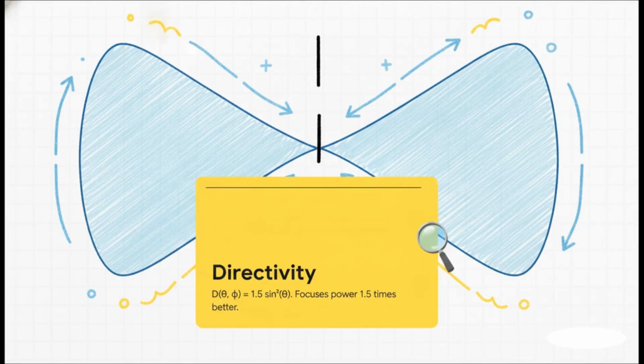This directional bias is quantified by a vital antenna metric called directivity. For our short filament, the directivity is 1.5 times sine squared theta. This tells us that in its absolute optimal direction, straight out from the side, this simple filament focuses power 1.5 times more effectively than a theoretical isotropic antenna that just radiates equally everywhere. It intrinsically shapes the power.